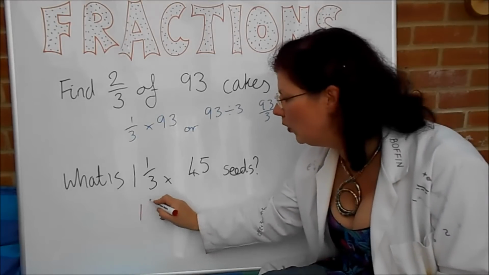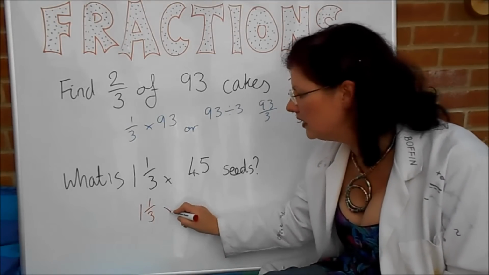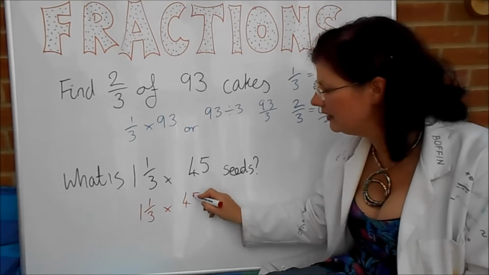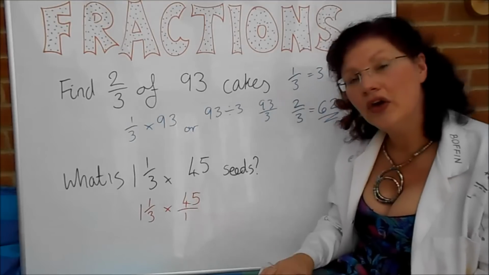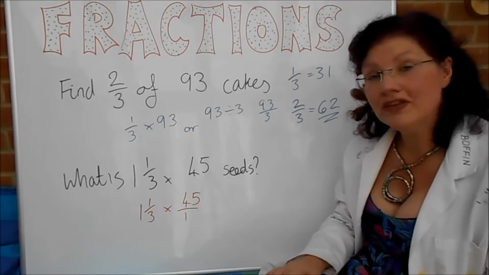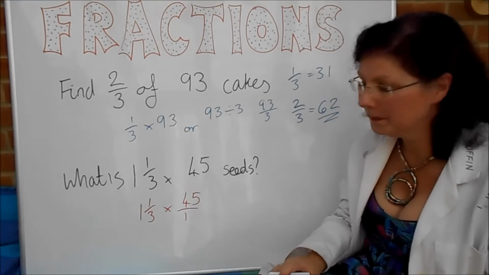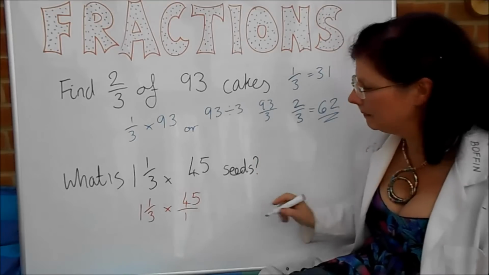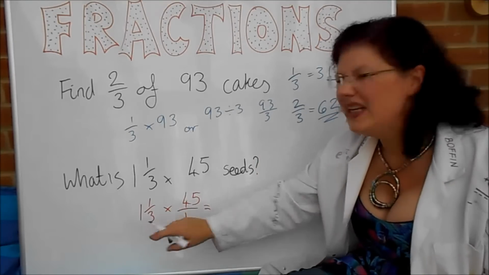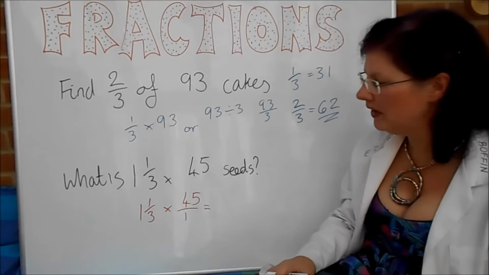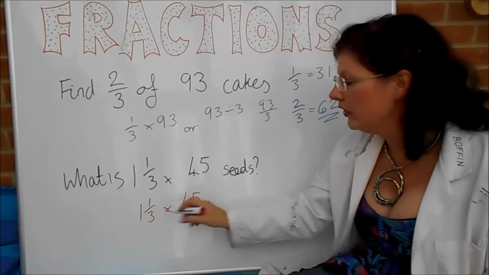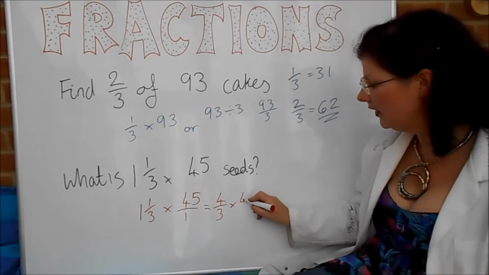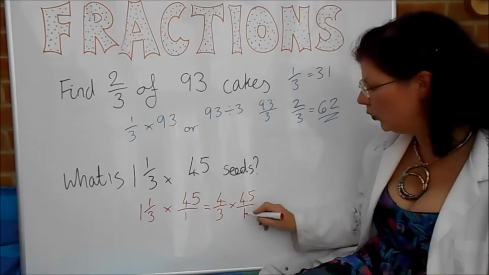So I want to know 1 1/3 times 45, but to make it look like a fraction, I'm going to write it as 45 over 1. Any number can always be written as a fraction if you want, just by putting it over 1. Okay, so there I've just got a fraction multiply, and those are dead easy. For fraction multiplies, we never work with mixed numbers, always work with top heavy fractions. So 1 1/3 is equal to 4/3 times 45 over 1.